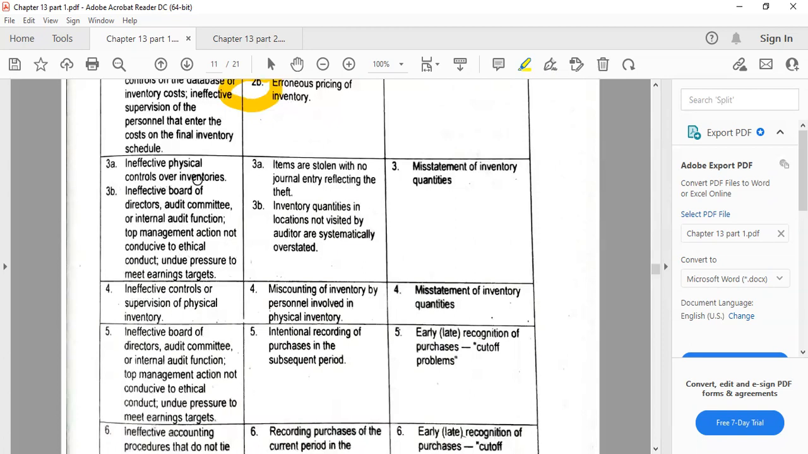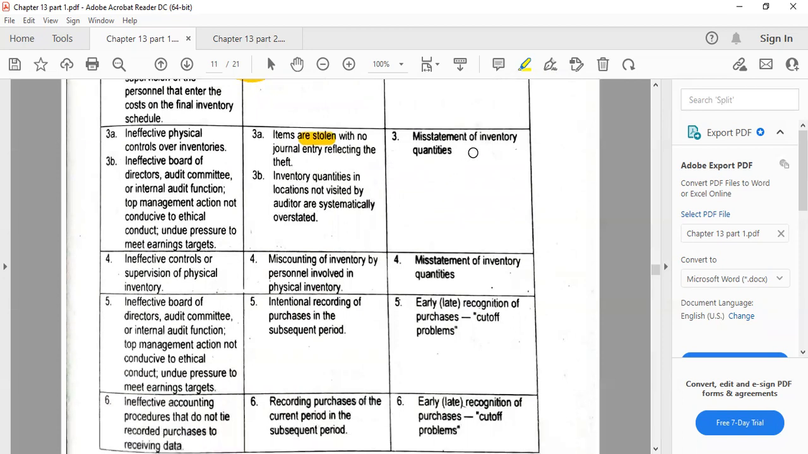Ineffective physical control over inventories. For example, if we have a warehouse that stores all of our inventories, and then there is no guard, no physical security there, there is a chance that the items will be stolen. And that would lead to misstatement of inventory quantities, because we might think we should have 1,000 units when in fact we only have 80 left because some of them were stolen.